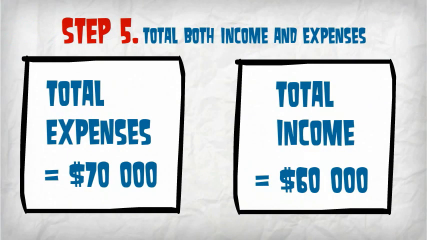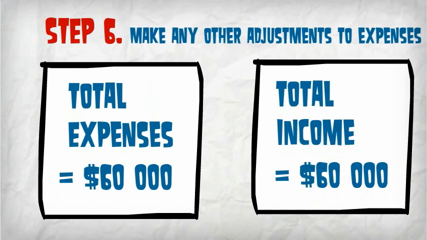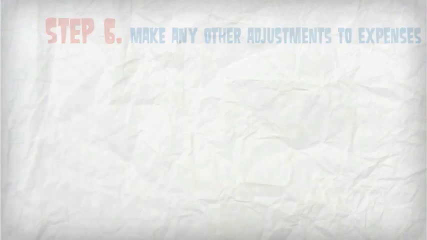Step 5. Bob needs to total both his income and expenses. If his income is higher than his expenses, that is fine, but if his expenses are higher, which is a deficit, Bob needs to make some changes. Step 6. Bob can make any other adjustments he needs to balance his expenses and income. This means Bob's income is budgeted for.